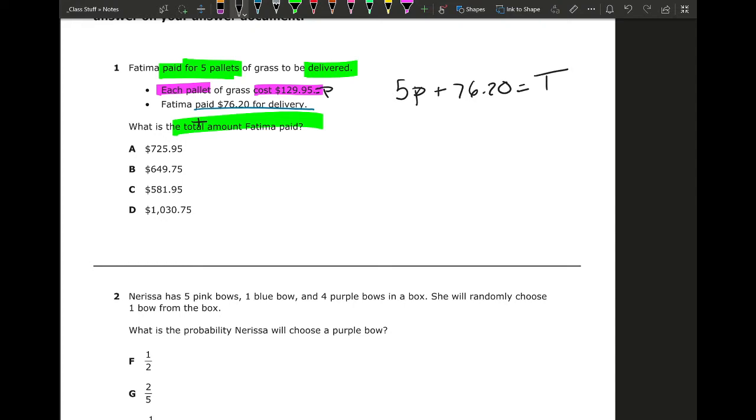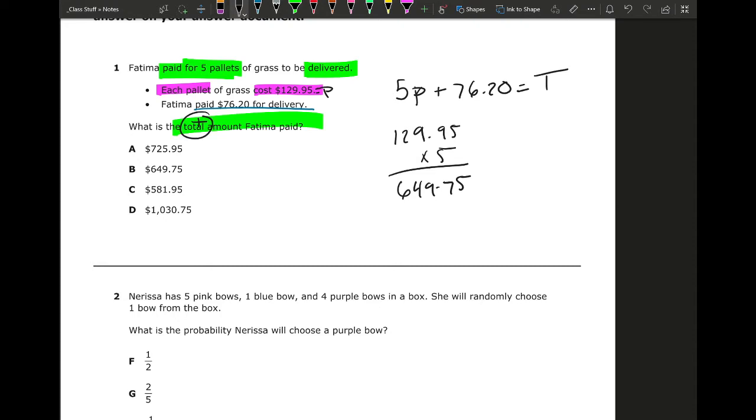You don't have to do it like this. You can straight up. Well, if I buy 5 pallets, each pallet is $129.95. I get 5 of them. How much do I pay? Well, all you have to do is multiply those 2 numbers together. 129.95 times 5 gives you 649.75. Is that one of your answer choices? Of course it is, right?